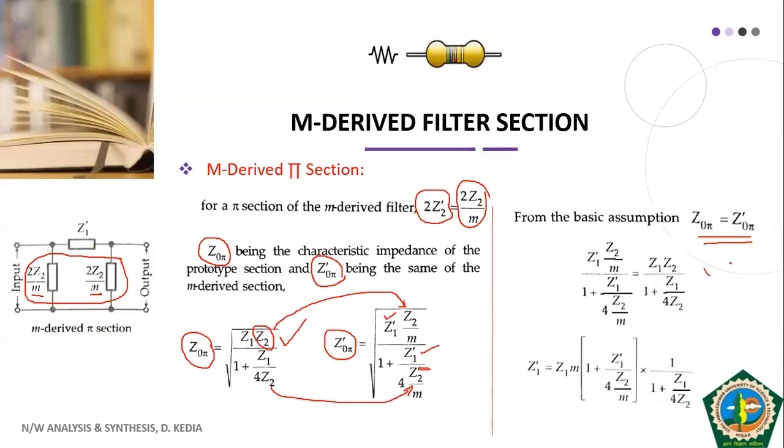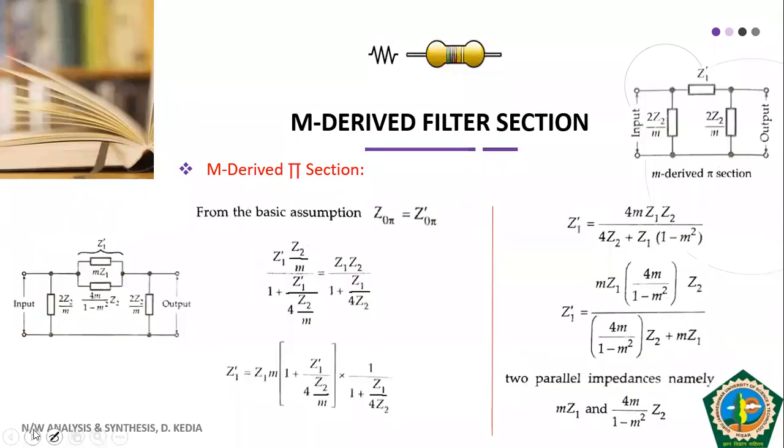If you substitute the things here and make them equal, then in the case of the pi section we need to determine Z1 dash, so that the characteristic impedance of the original prototype pi section and the M derived pi section remain the same. So we will solve for Z1 dash. So Z1 dash will be equal to this. This is one intermediate step, and this derivation is a bit involved. So I advise you students to work out the in-between steps and match them with the expression that I'm showing you here.